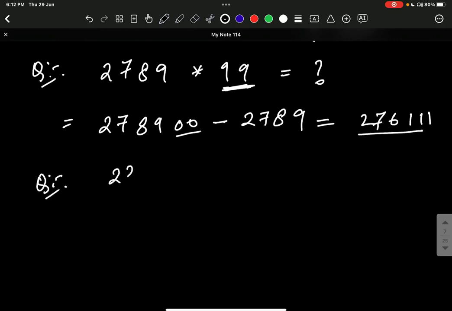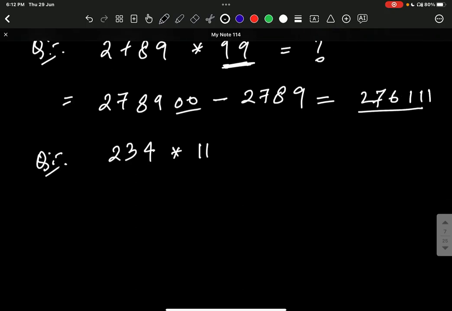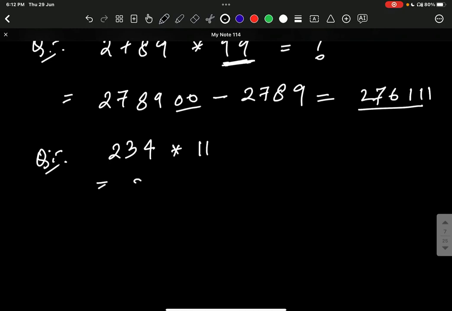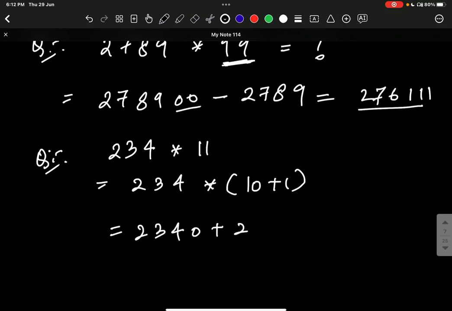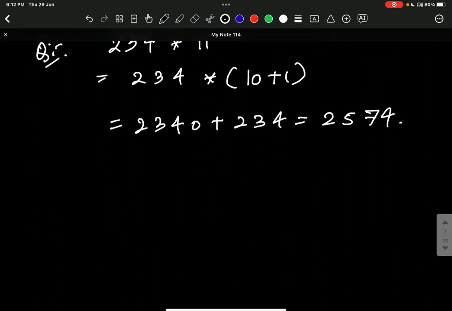Next question. Supposedly if it is given 234, multiply it with 11. How are you going to do it? Instead of multiplying with 11, you can do it like this: 234 into 10 plus 1. Now you can calculate. This is 2340 plus 234. That is nothing but 2574, right? Next.